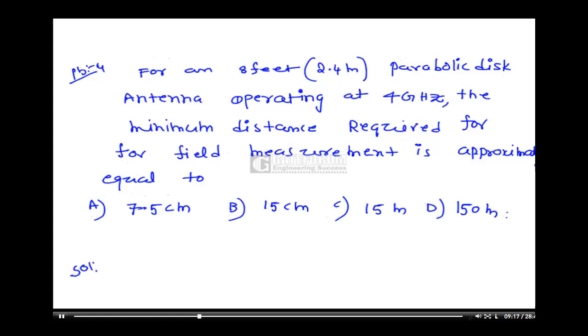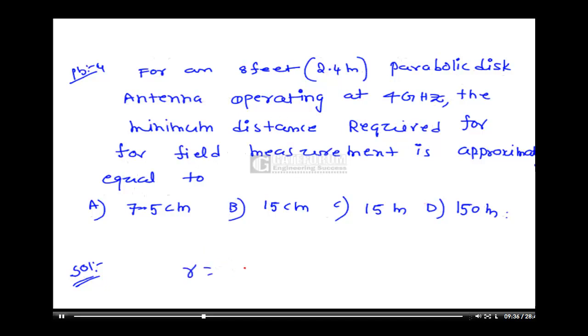The solution to this problem is, here it is given an 8 feet parabolic disc. So the total disc is 8 feet, operating at 4 gigahertz. The minimum distance required for far field measurement. So what is the boundary between near field and far field?